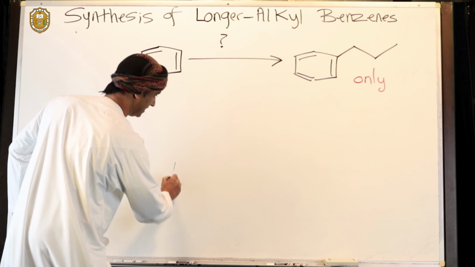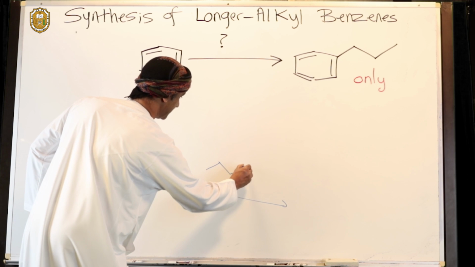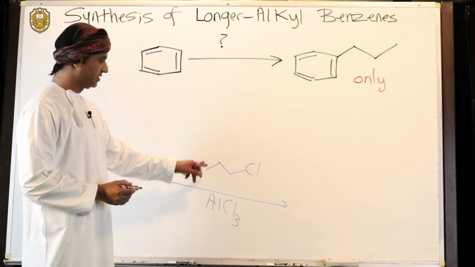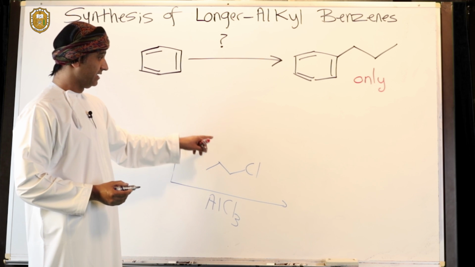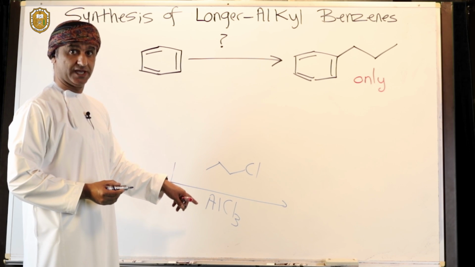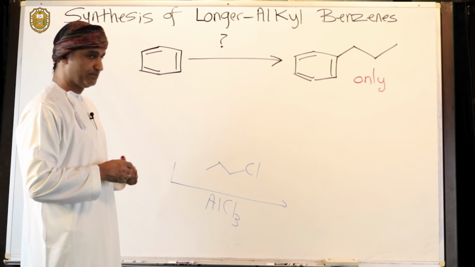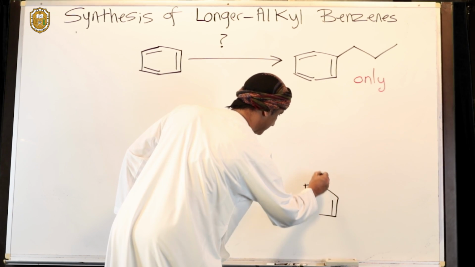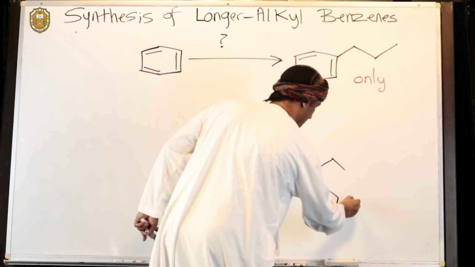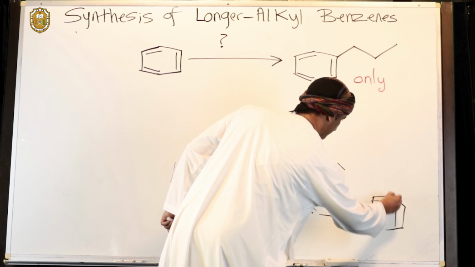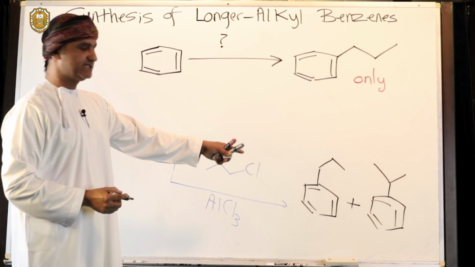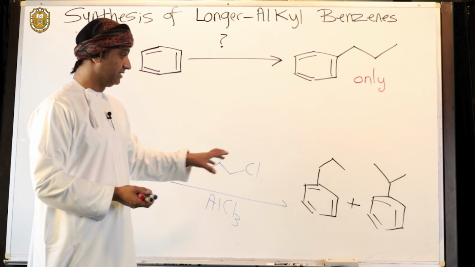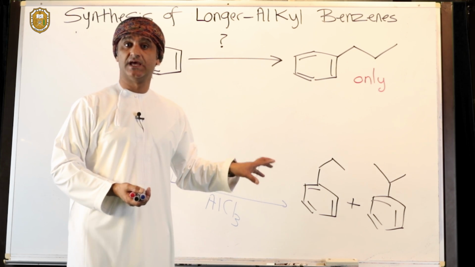So if you take benzene and try to do Friedel-Crafts alkylation employing chloropropane, why chloropropane? Because that's for the propyl benzene that's required. If benzene is reacted with chloropropane and aluminum chloride, it's not just that product that would be obtained, but also, as you learned before, isopropyl benzene. So this is a product mixture of propyl benzene and isopropyl benzene. The reason behind this is carbocation rearrangement, as we learned before.